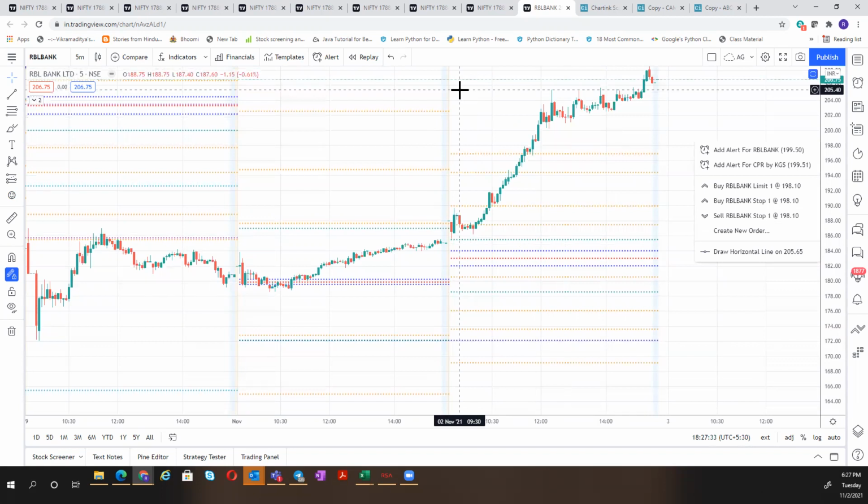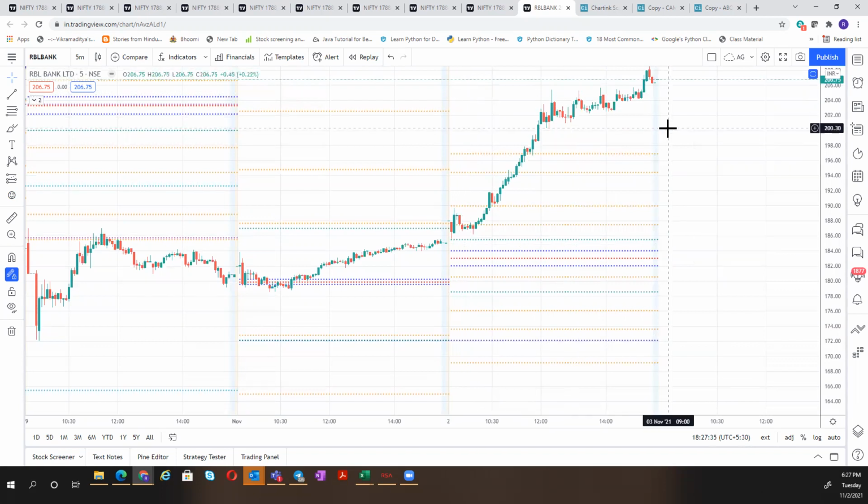205. So that is almost 20 rupees. You can calculate the percentage. What time did I give this? 9:35, after this breakout somewhere here, on this candle. So it was an easy pick to watch and trade. What was the next one?